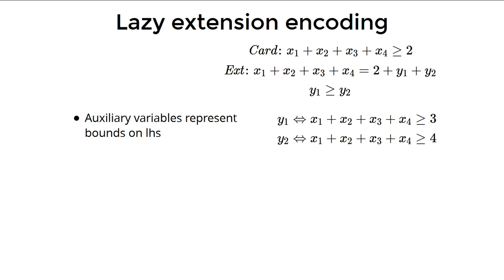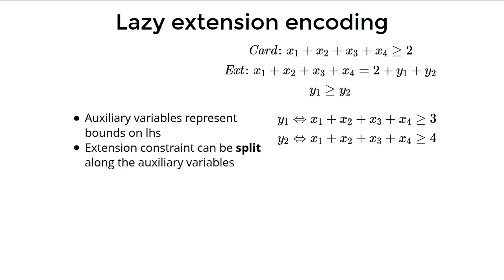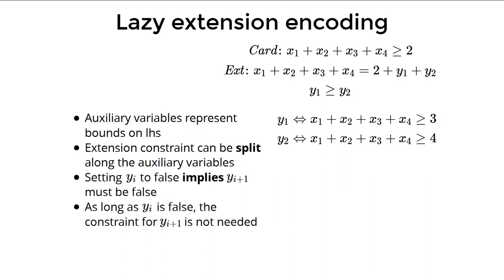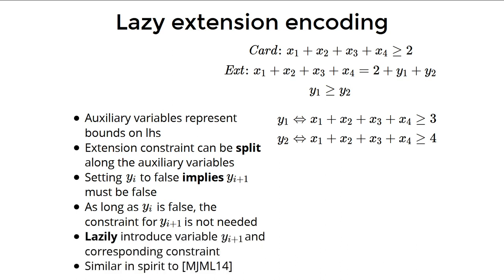Instead of using the extension constraint as one big equality, we can split it along the auxiliary variables. In that case, we can start by introducing only the extension constraint for the smallest auxiliary variable, since as long as this variable is assumed false, all the other extension constraints are implied. This reduces the number of variables introduced by each subsequent reformulation.